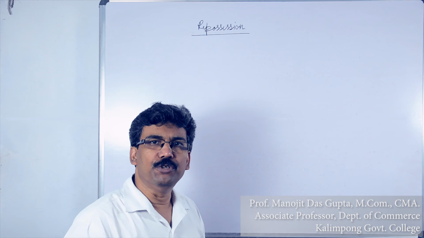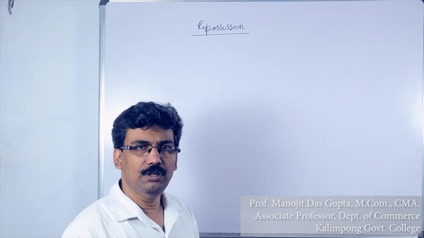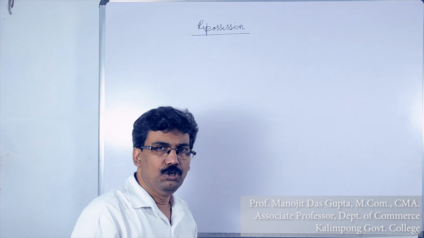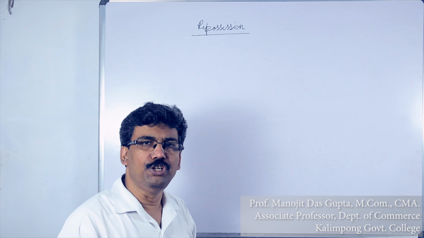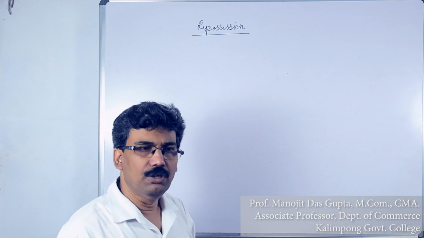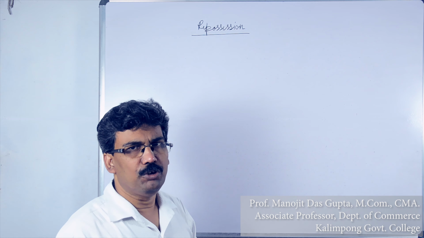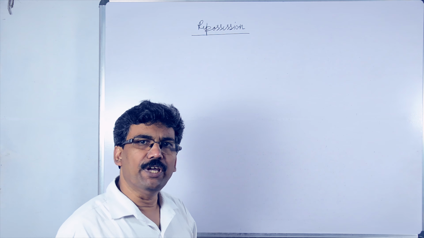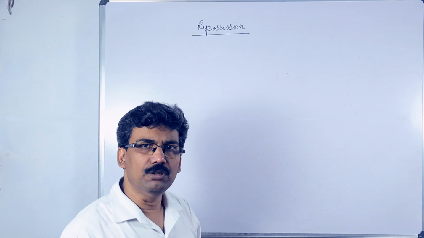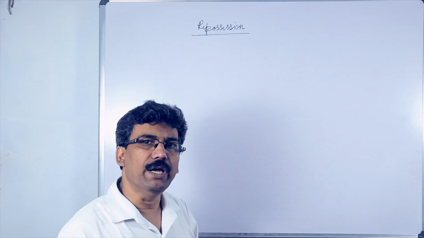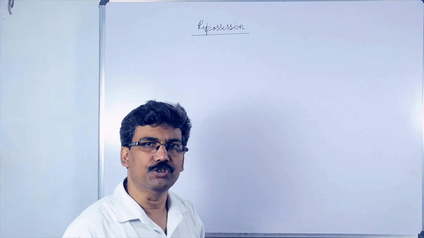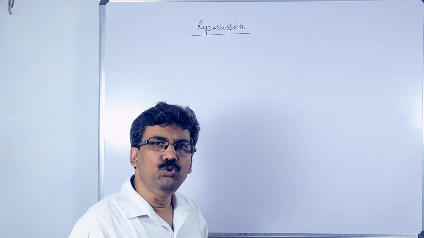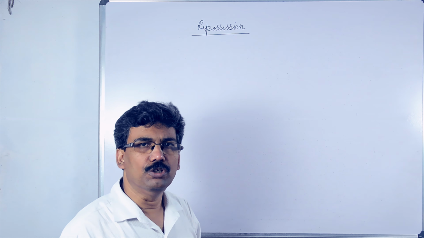We are in the process of hire purchase. We are doing hire purchase, and a number of problems are done. Today we will be doing a problem on repossession. We know in case of hire purchase, the amount is to be paid by installment by the buyer to the seller. At any point of time, if the buyer becomes a defaulter, then the seller can take back the asset. That is called repossession. The taking back of the asset due to the default of the buyer is called repossession.